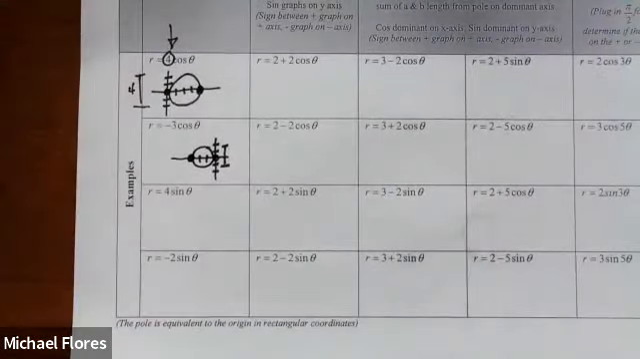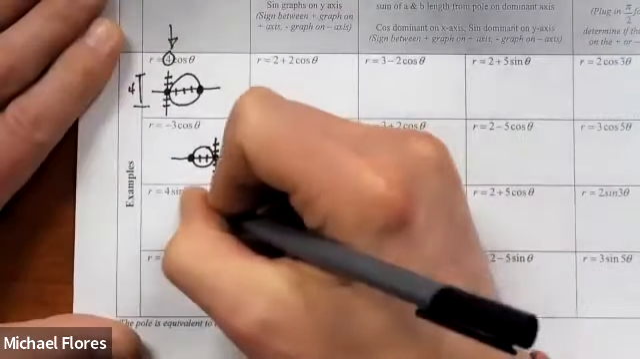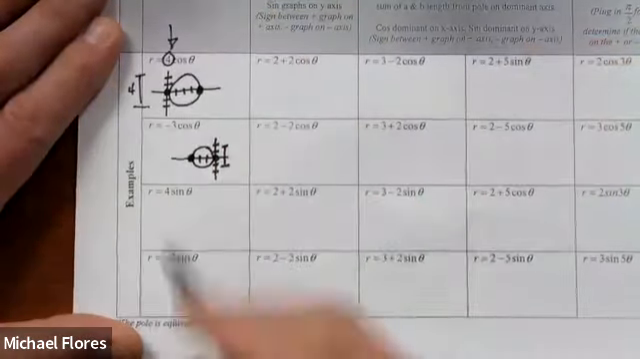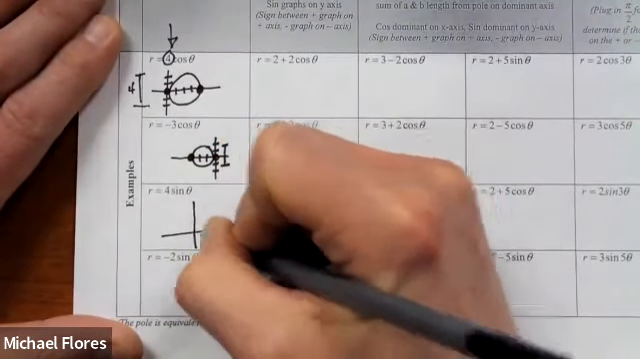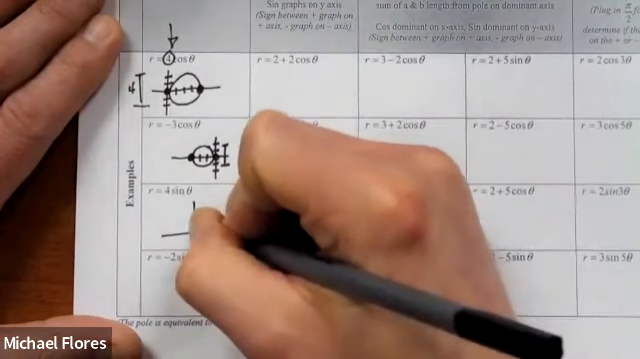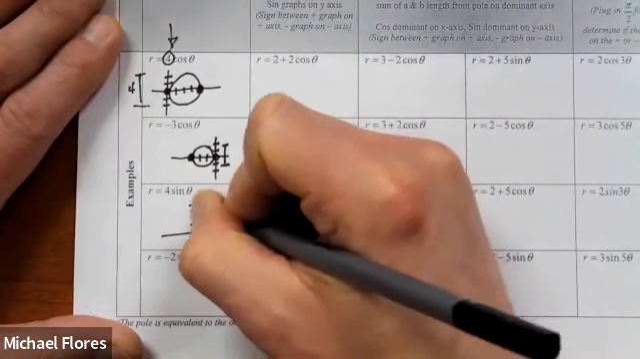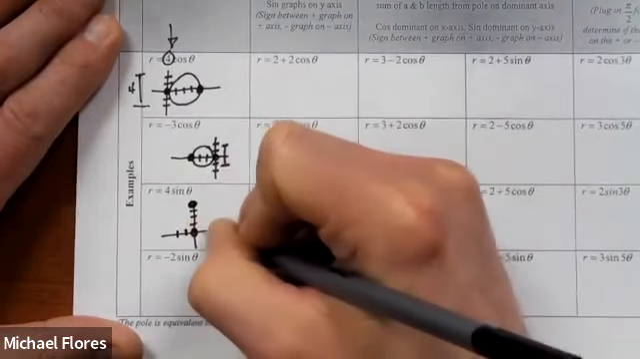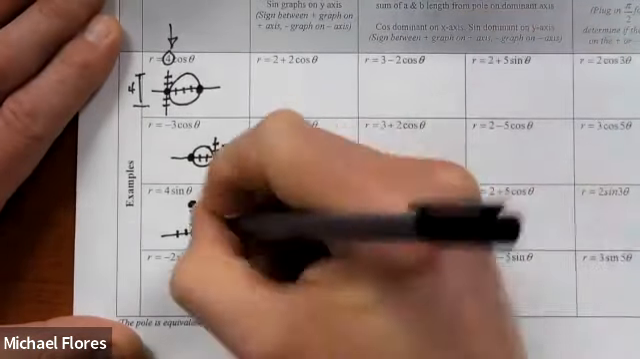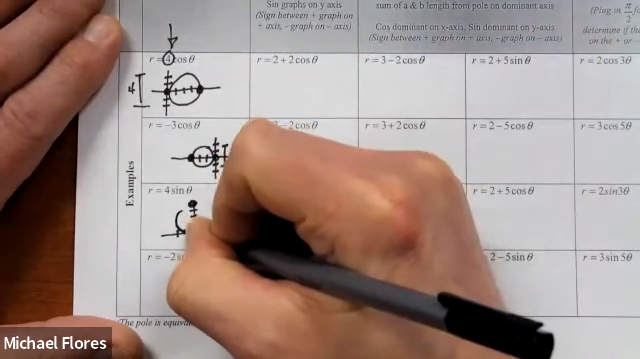Okay, r equals 4 sine of theta. Sine, y-axis, 4, positive y-axis. From the pole, up 1, 2, 3, 4. Plot from the pole, 2 to the left, 2 to the right. Do the best you can and draw a circle.